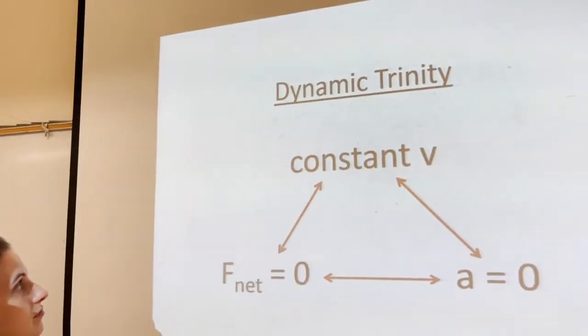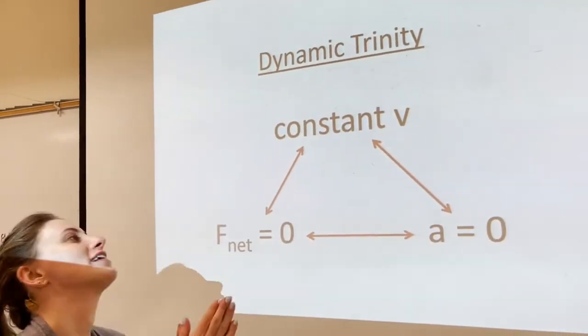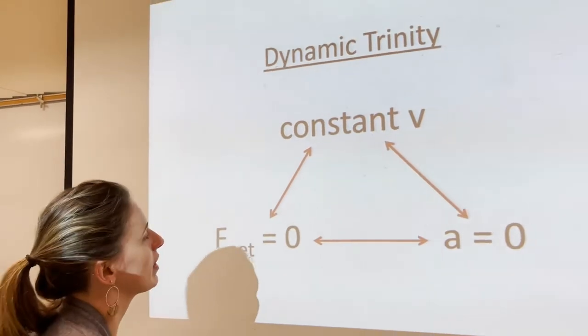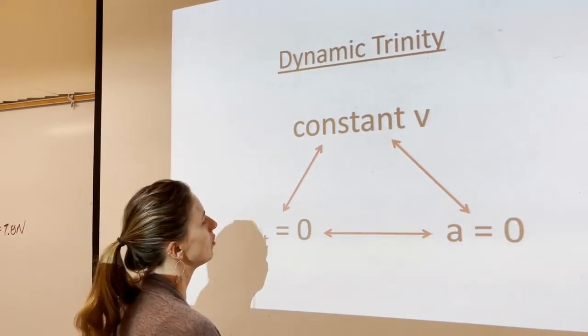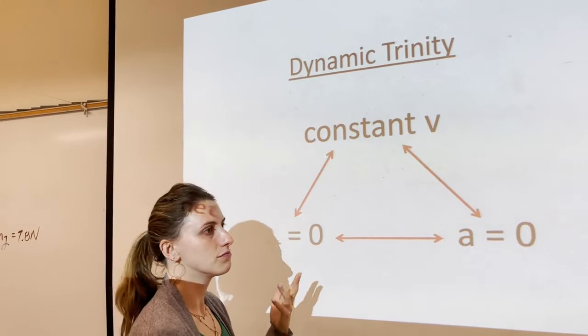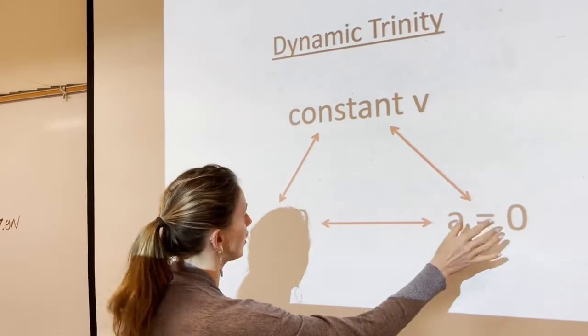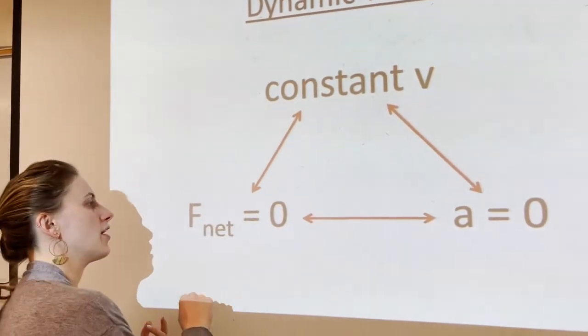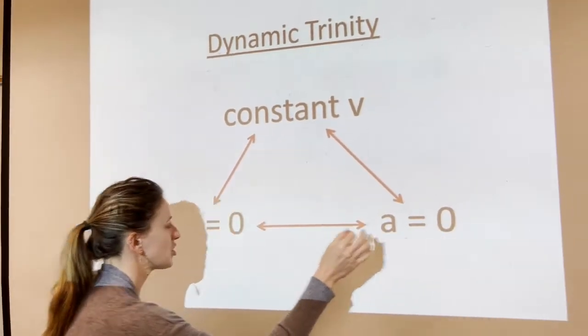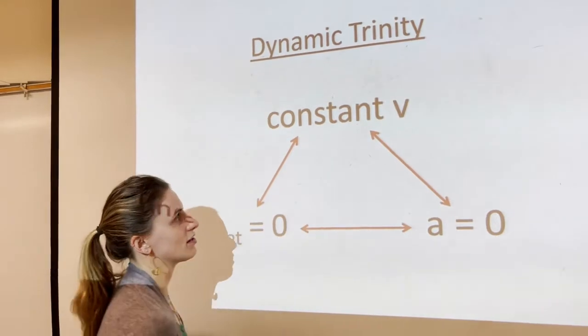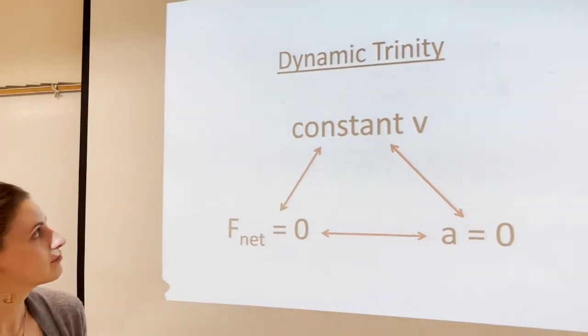Okay, the dynamic trinity. We have three things going on here, and they are all equal to each other. If you have one, you've got the other two. So if you've got constant velocity, you have no acceleration. That makes sense. And our net force is 0. If you've got no acceleration, our net force is 0. We've got constant velocity. If you've got one, you've got them all. It's an important thing to know.